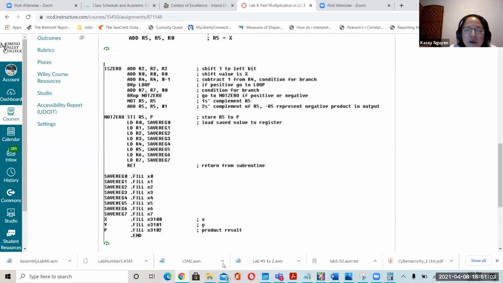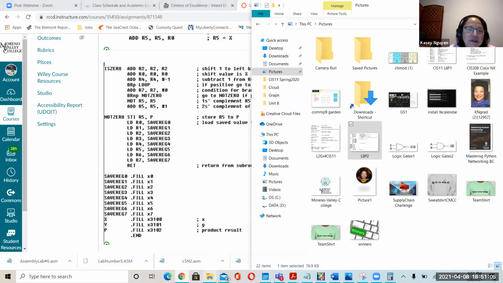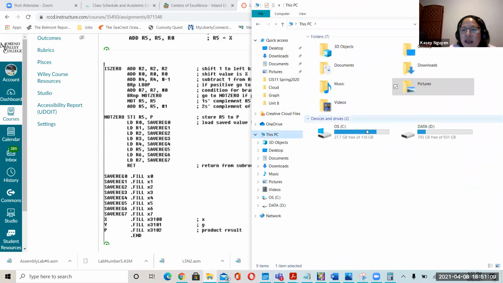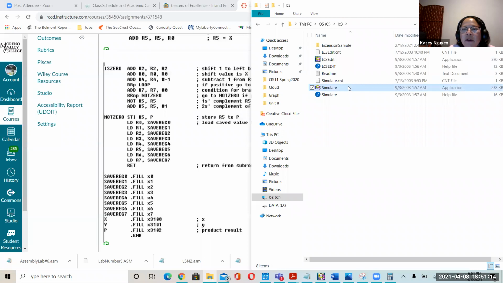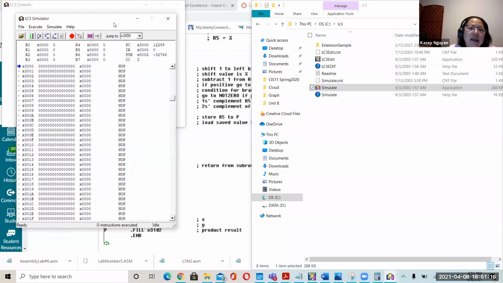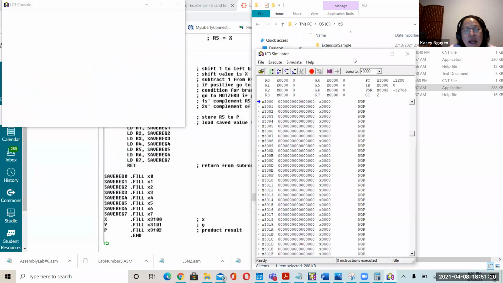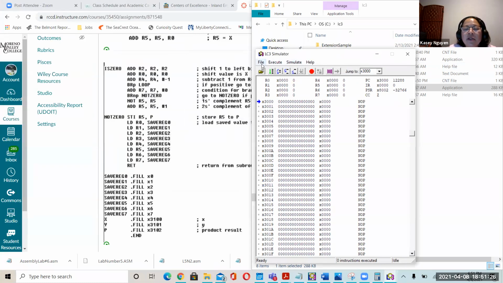All right, so after I have my program written, I would open up my simulator, and I know I'm repeating, but some of you, I noticed, maybe don't remember how to test your program or don't test your program. So open up your simulator and then load the program.